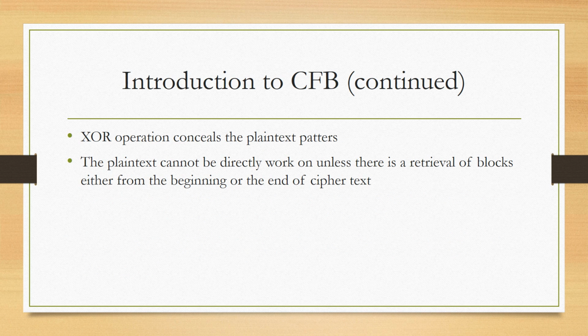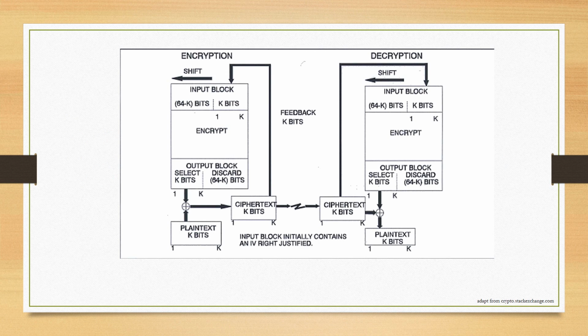The XOR operation conceals the plaintext patterns. The plaintext cannot be directly worked on unless there is a retrieval of blocks either from the beginning or the end of the ciphertext. This is the overall CFB diagram.